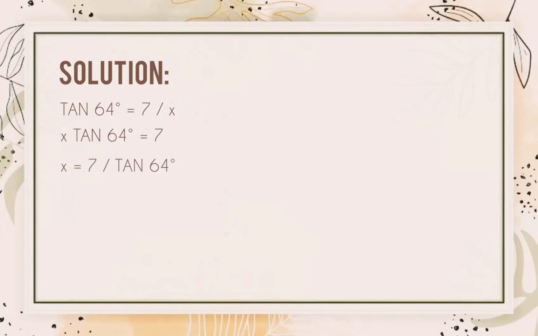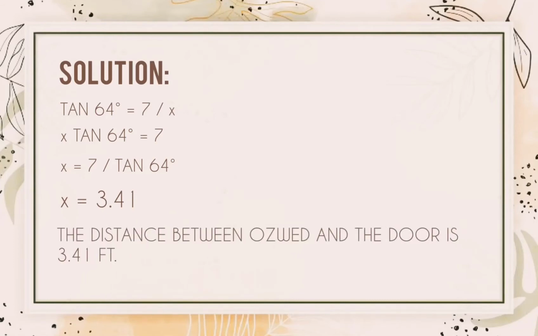Then, 7 divided by tan 64 degrees is equal to 3.41412812. When rounded off, the value of x is 3.41. In conclusion, the distance between OZWED and the door is 3.41 feet.